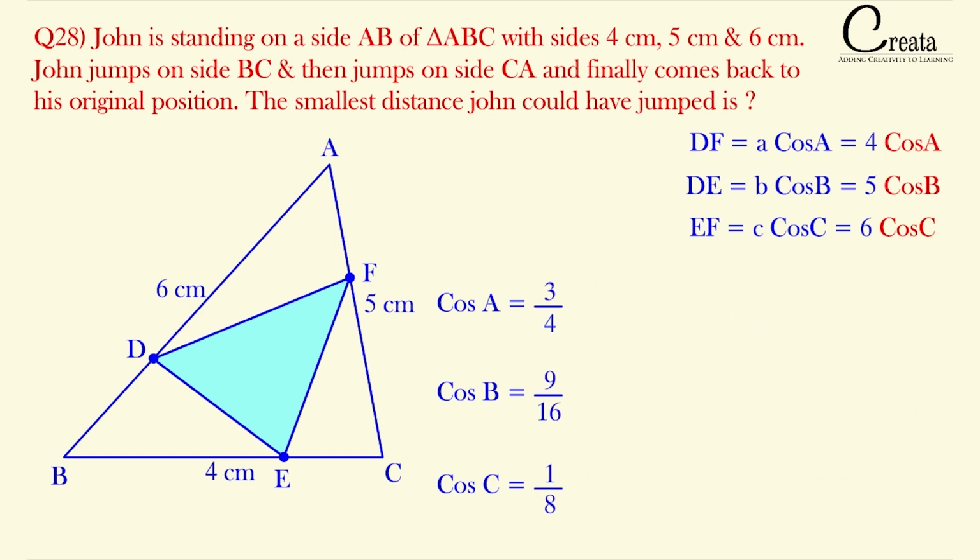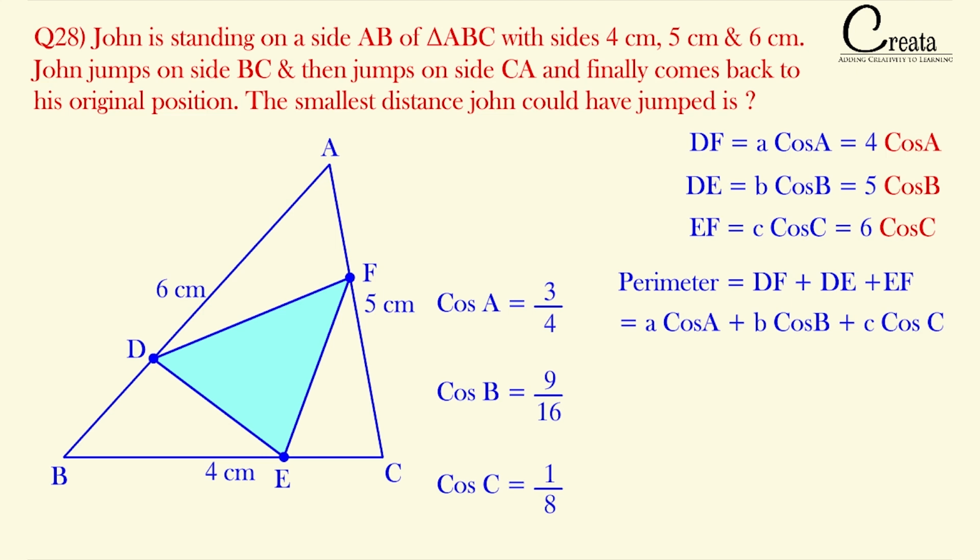Okay, let's find the perimeter of the triangle. That will be the sum of the three sides, that is a cos A plus b cos B plus c cos C. We know all the values. Let's put the values. And we got the perimeter of this triangle as 105 upon 16 centimeter. This is the perimeter of this orthic triangle DEF. That is the smallest distance that John could have jumped. That is the answer to the question.